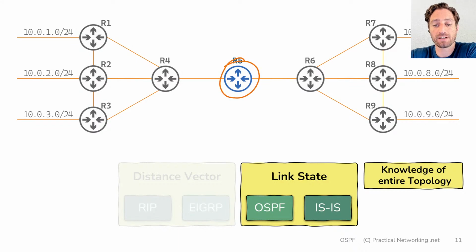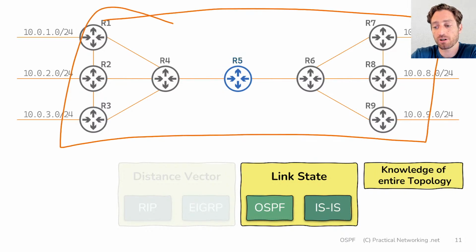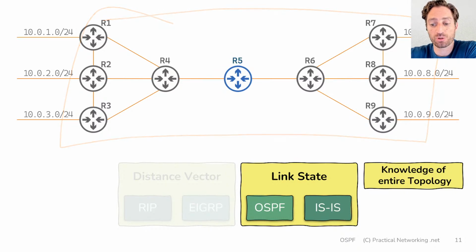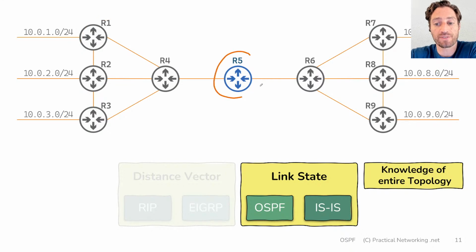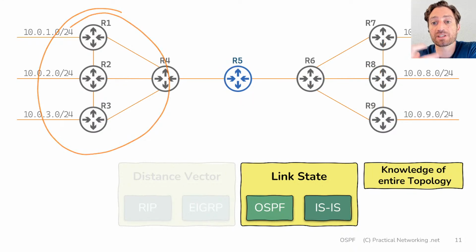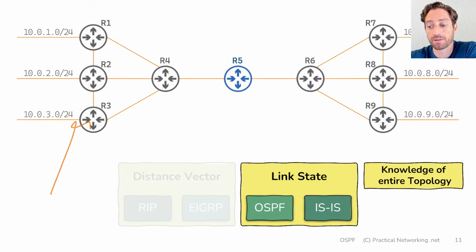So if router 5, and really all the routers in this topology, are doing a link state protocol with each other, router 5 is going to know that it's connected to router 6. And then router 5 is going to know that router 6 is connected to router 7, router 8, and router 9. And router 5 is going to know that router 7 and 8 are connected, and then router 8 and 9 are connected. And the same thing over here. They're going to know everything that's happening on this side of the network.